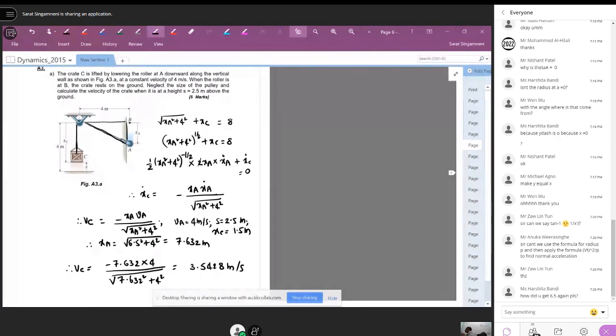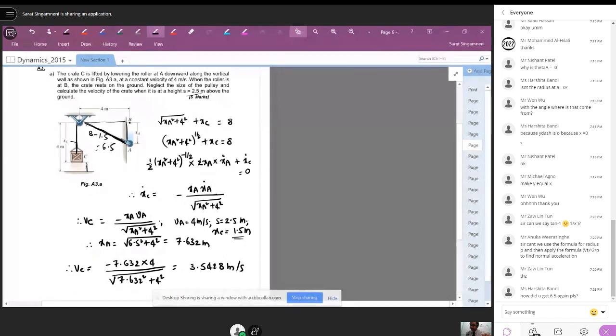Any question? Harshita, how did you get 6.5 again, please? Okay, where is this 6.5? So he gave you S equal to 2.5. So this is a 2.5. XC is 4 minus 2.5, so 1.5. If XC is 1.5, the total length of the rope is 8. So this part is 8 minus 1.5, which is 6.5.